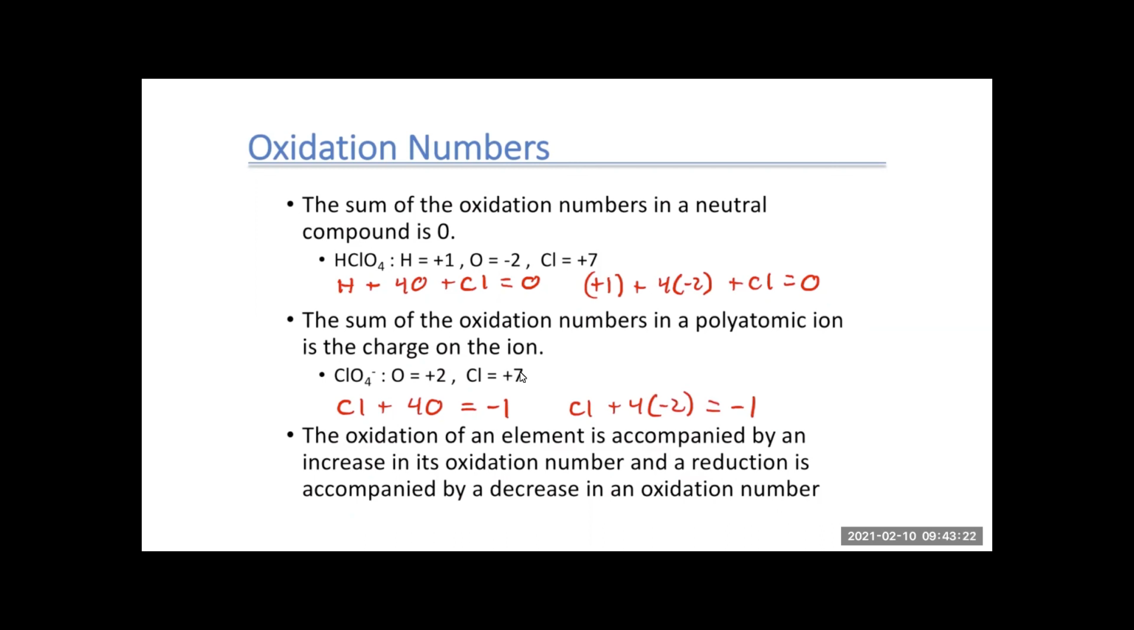So we can use this idea of assigning oxidation numbers to see if we had a redox reaction occur or not. One thing to remember, the oxidation of an element is accompanied by an increase in its oxidation number, and the reduction is accompanied by a decrease in the oxidation number. You should be able to assign oxidation numbers to each element in a formula. And then next time we'll look at a full redox reaction to see how the oxidation and the reduction occur. Our next video will focus on redox reactions and balancing redox reactions.